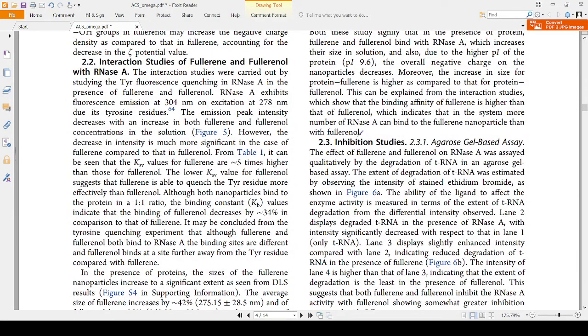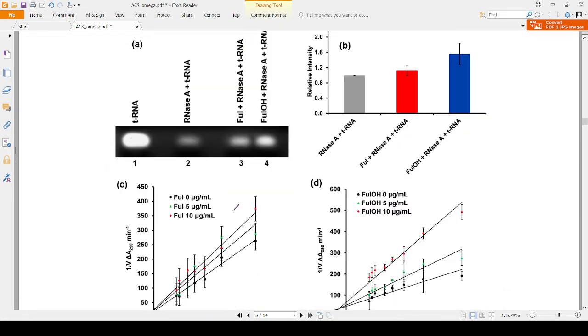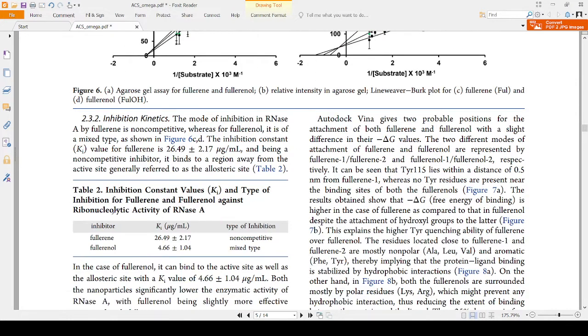The next thing to understand is the inhibition studies using the agarose gel based assay, where they tried to understand the inhibition properties. They have seen that fullerene can actually inhibit the protein as well as fullerenol, and they show different types of inhibition. One is non-competitive and the other is mixed. Now the extent of inhibition: the Ki value for fullerenol is 6 times lower than fullerene, suggesting that fullerenol can inhibit the protein to a higher extent than fullerene.